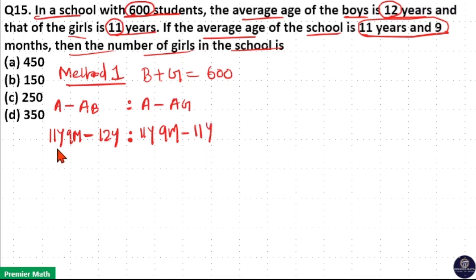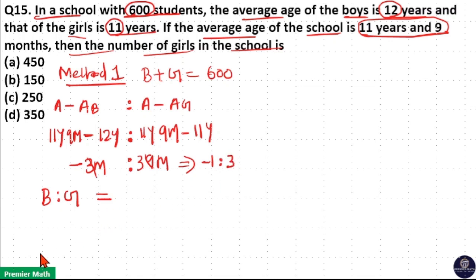Now difference between this is minus 3 months, because 12 years minus 11 years is 1 year. 1 year minus 9 months is 3 months. So minus 3 months is to, here 11 years 9 months minus 11 years is 9 months. Now 3 goes 3 times in 9. So minus 1 is to 3. Then number of boys is to girls. Take the reverse of this. This is equal to minus 1 is to 3. So take the reverse of this, that is 3 is to 1.